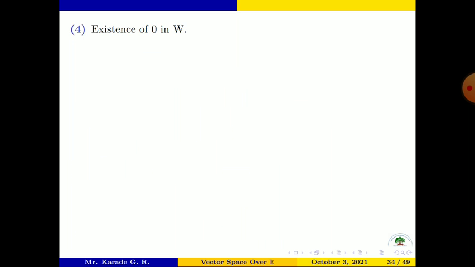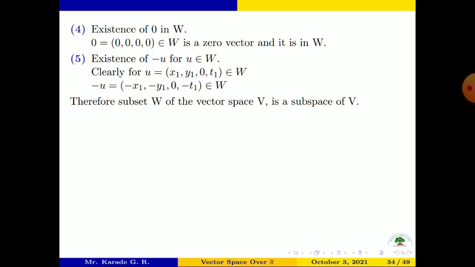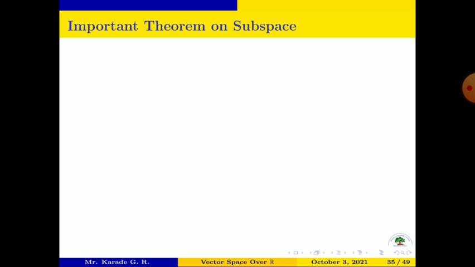Now, let us go to the existence of 0 in W. In the first condition, we stated that the zero vector is a member of W. So the zero vector of the vector space V is a member of the set W. Next, the existence of the negative, minus u, for u belonging to W. If u is a vector of the form (x1, y1, 0, t1), then its negative minus u is (minus x1, minus y1, 0, minus t1), and it belongs to W. Thus the subset W of a vector space V is a subspace of V because it satisfies all these five conditions of a vector space.